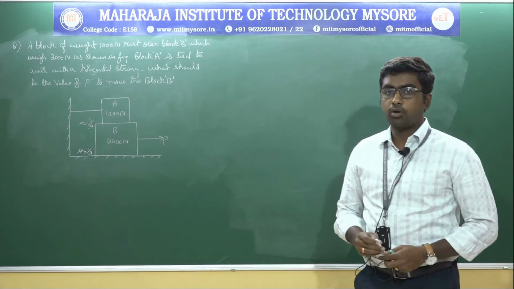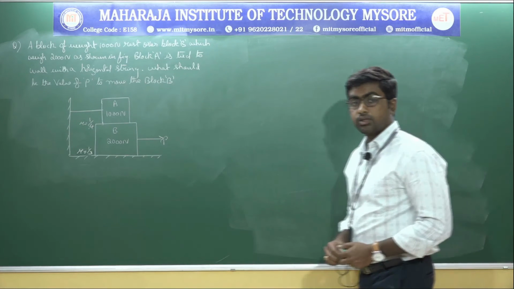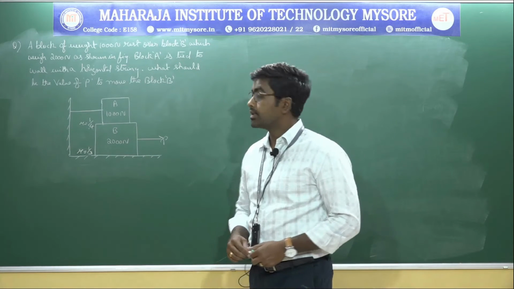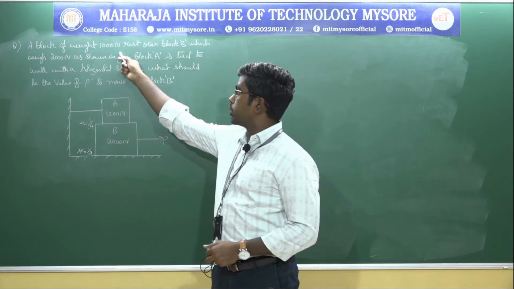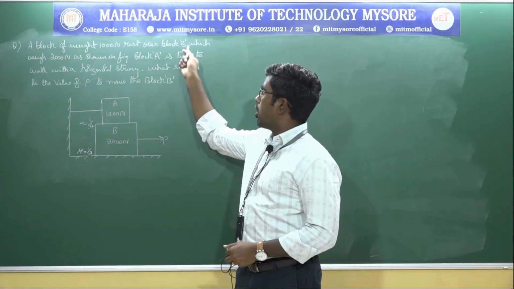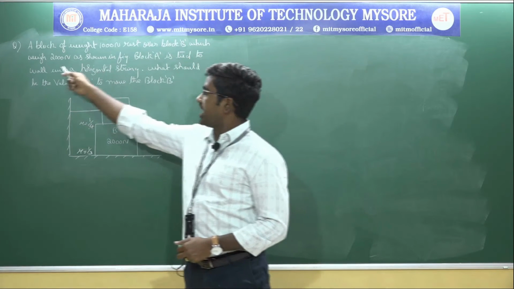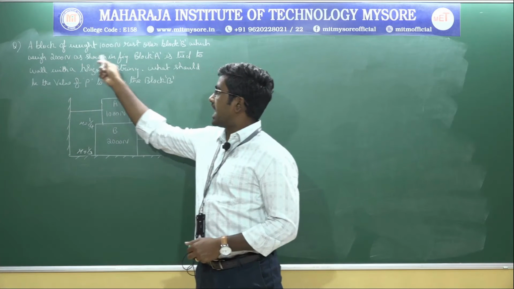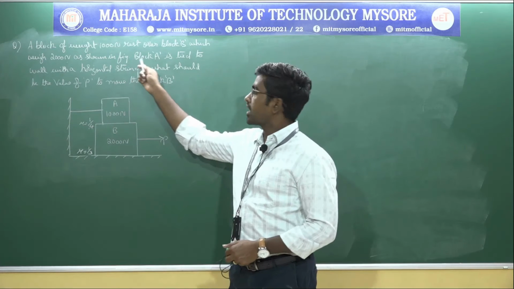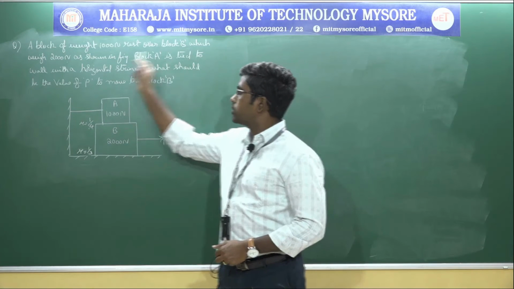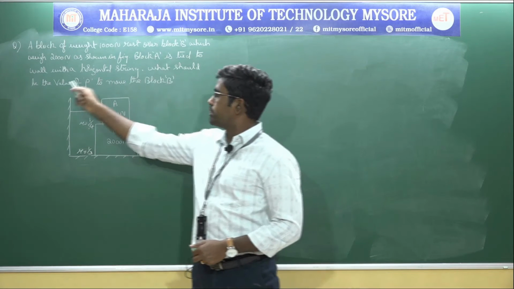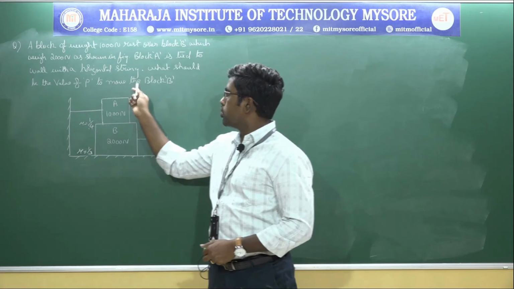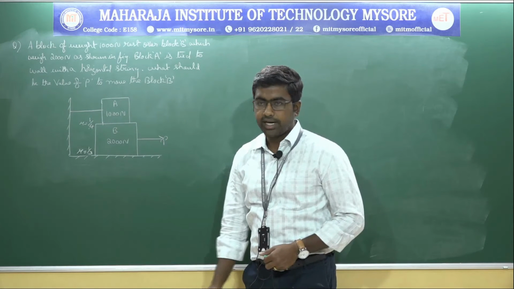Let us move to the next problem, and that is the third one. In this problem there are two blocks. A block A of weight 1000 Newton rests over block B, which weighs 2000 Newton, as shown in the figure. Block A is tied to a wall with a horizontal string, and what should be the value of P to move the block B, right?